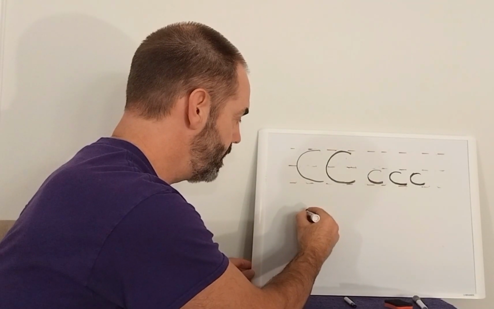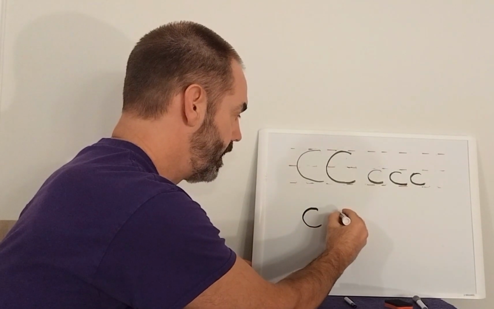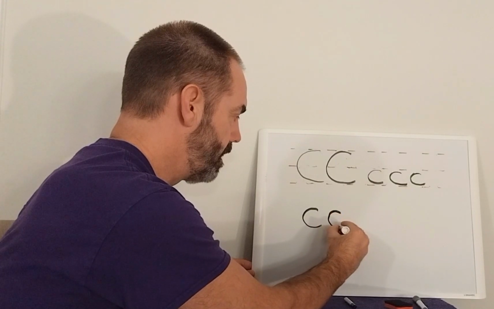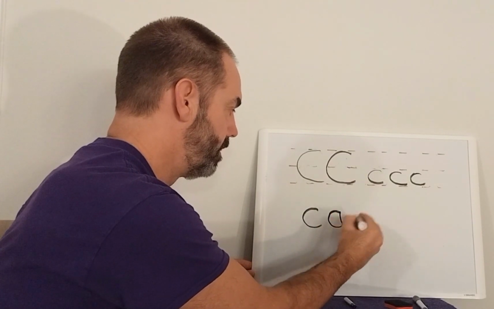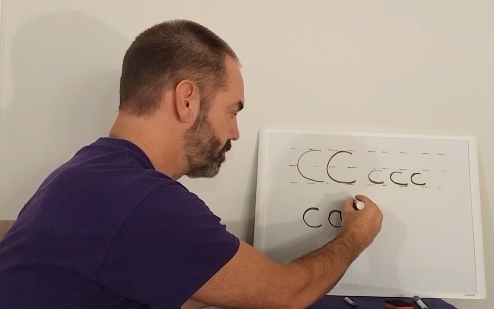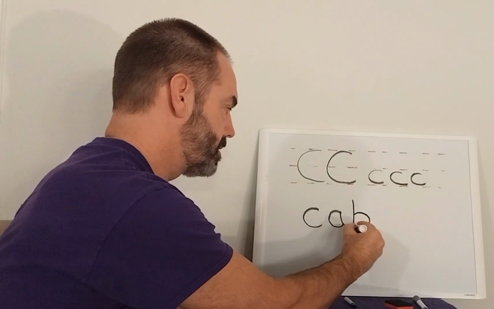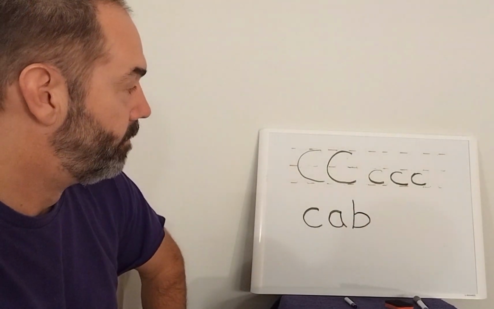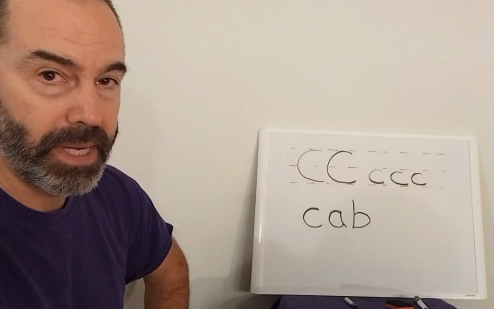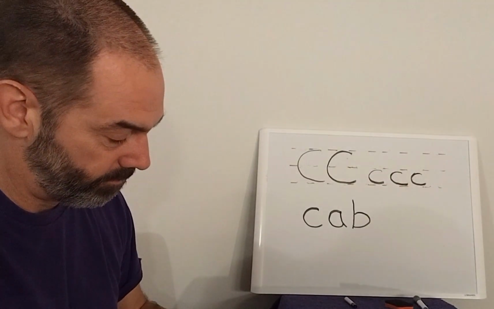We're going to go C, A, and we come down, and then B. B is one line down, and then just on the bottom. Cab. C-A-B, cab.